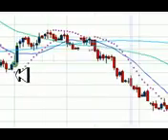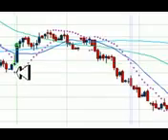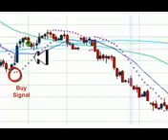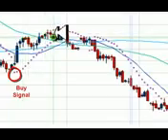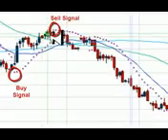When a parabolic SAR appears on the bottom, that means it's time to buy. Okay, this was a really good signal, right? You would have bought right here. Okay, on this date, you would have ridden it all the way up, and then when the parabolic SAR appears over the top, that means it's time to sell and take your profits. So this would have been a really good trade, right?